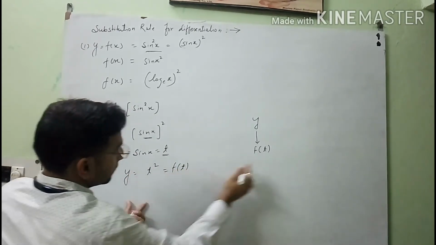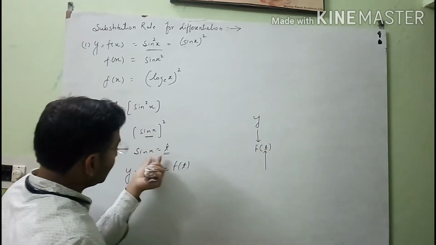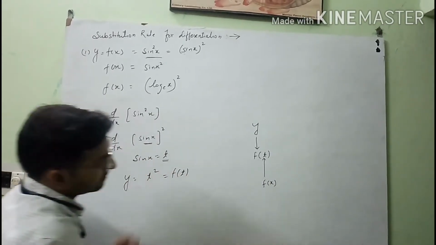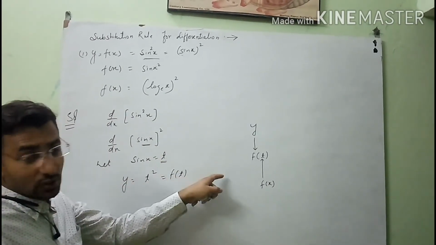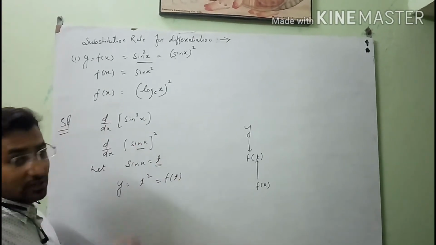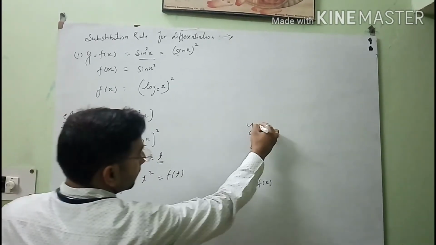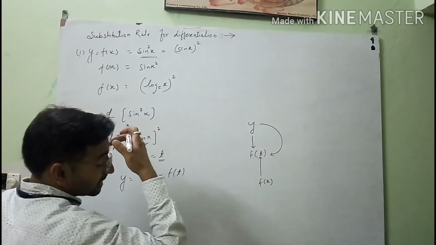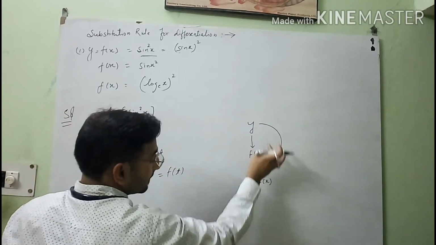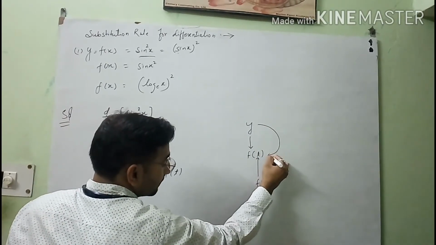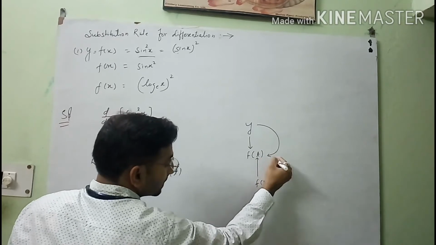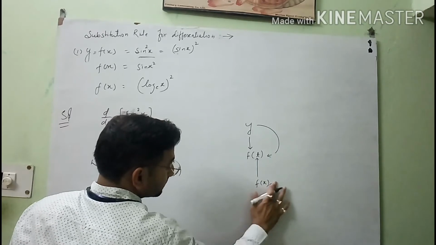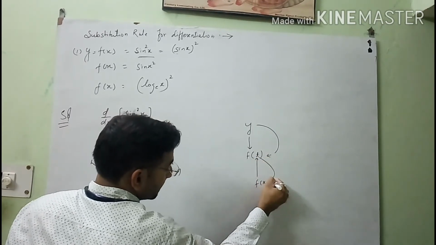So y is a function of t, and because I consider t equal to sin x, we can see that t is a function of x. So this is the way to substitute the value of one variable for another. And how will we solve this? First of all, I will differentiate y with respect to t, because after modification y is a function of t. After that, using the product rule, I will again differentiate t with respect to x.